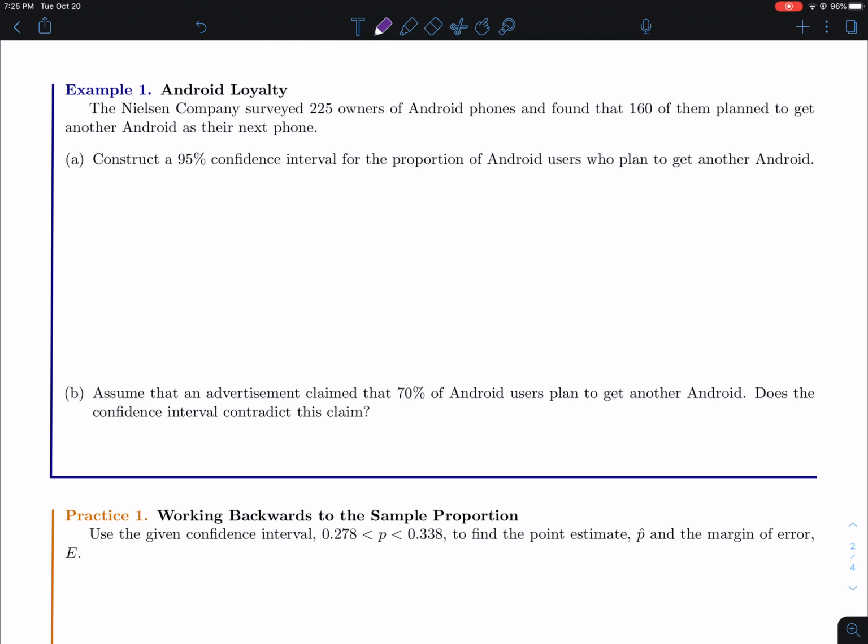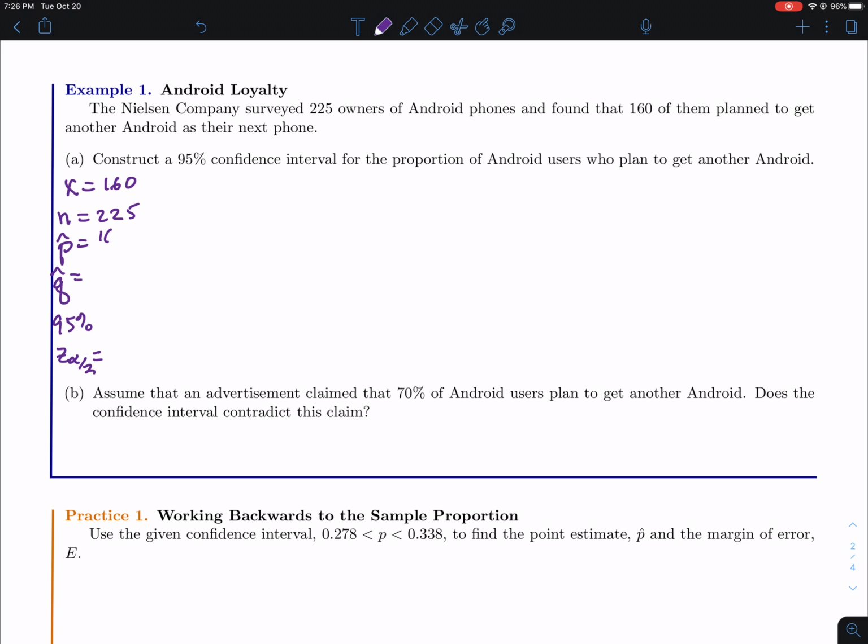In this case, you remember the big things we need to know. We need to know x. We need to know n. Eventually we need to know p hat, but we have to know x and n first. We need to know q hat, which again we can't find until we know p hat. And then we need our confidence level, which in this case is 95, which is going to help us find our z alpha over 2. So our x is the 160 people who plan on getting an Android. The total number of people surveyed was 225.